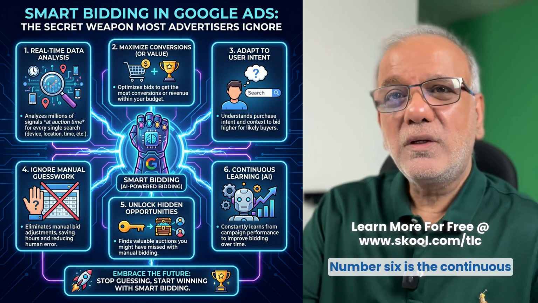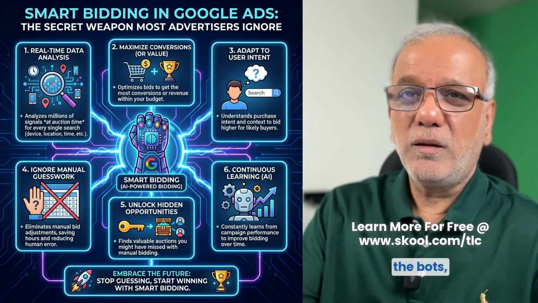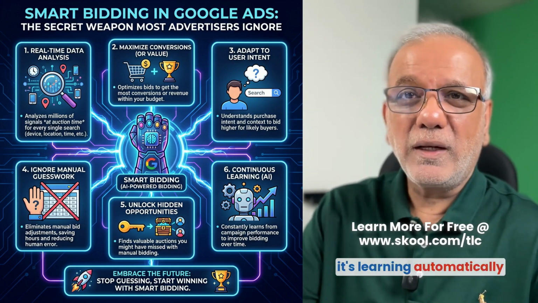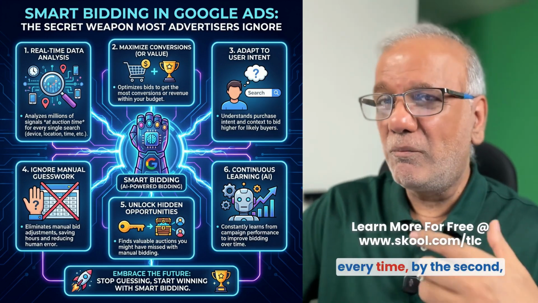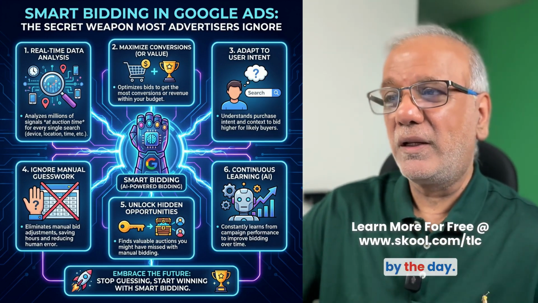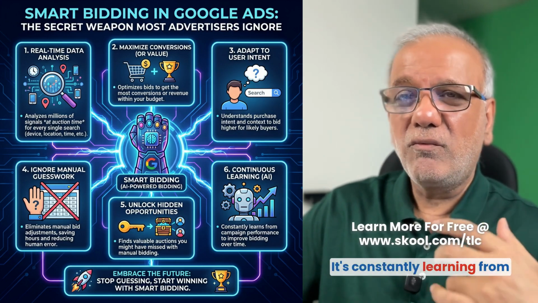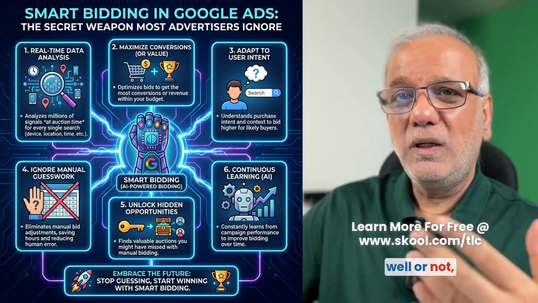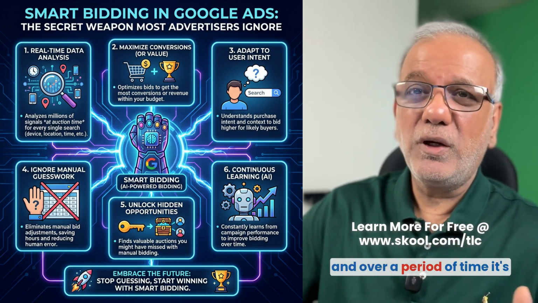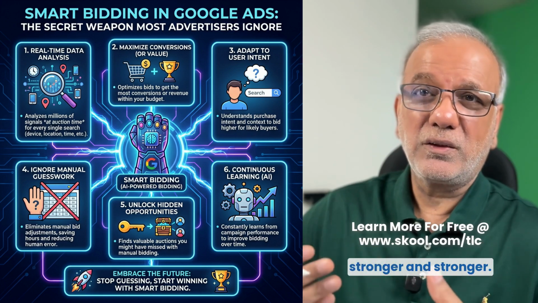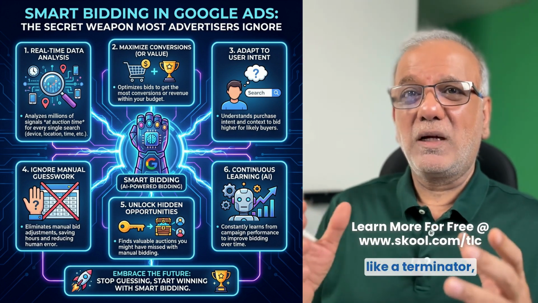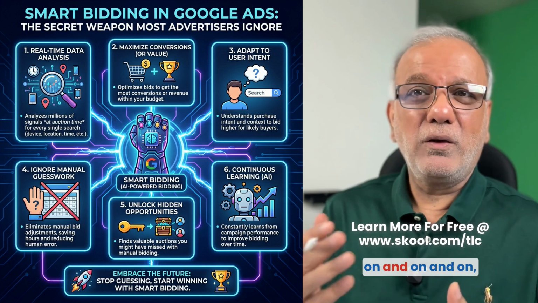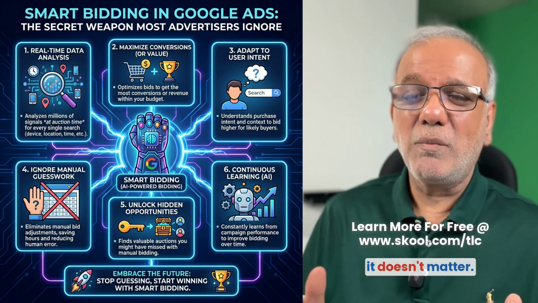Number 6 is the continuous learning of the AI, the bots, the program. It's learning automatically every time, by the second, by the minute, by the hour, by the day. It's constantly learning from the campaign performance, whether it's performing well or not. It's going to learn and keep on learning, and over a period of time, it's going to get stronger and stronger and stronger. And it kind of becomes like a Terminator, where it just keeps on going on and on and on. Whatever is thrown at it, it doesn't matter.